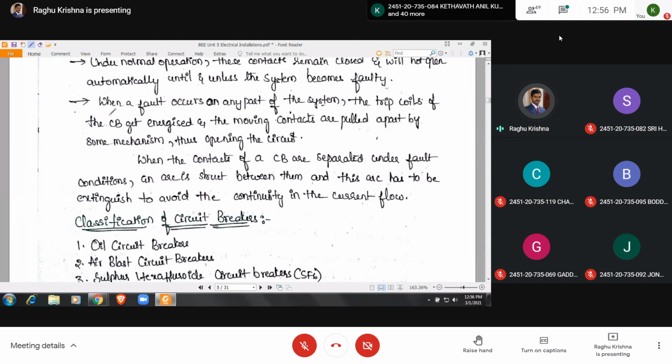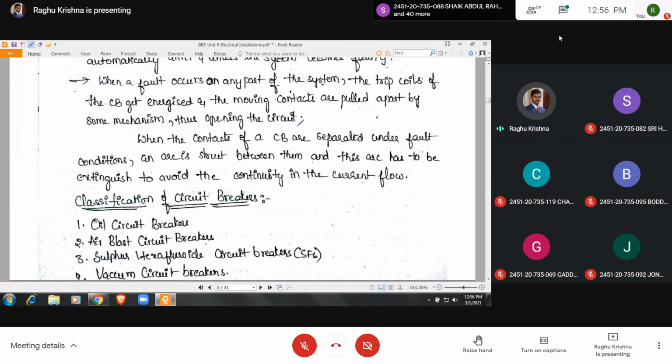Third, when a fault occurs on any part of the system, the trip coils of the circuit breaker get energized, and the moving contacts are pulled apart by some mechanism, thus opening the circuit. We have already seen this in the MCB video. I will send the link, and you can download it and listen once again.